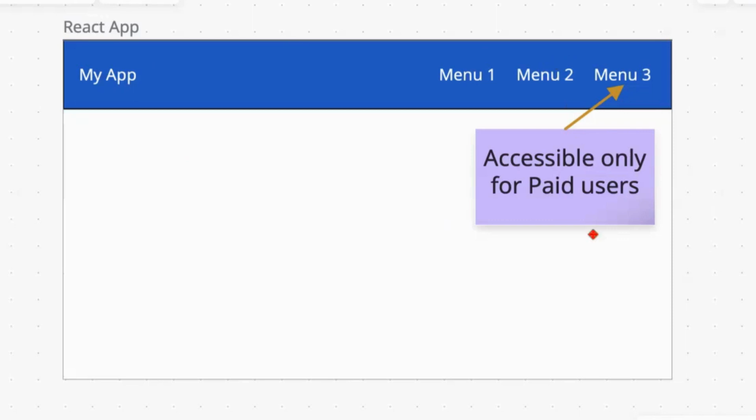Consider we are going to build this React app. In this app, we have a header. In the header, we have three different menus: menu 1, menu 2, and menu 3. Consider this app is accessible to all users, but only for paid users, we are going to enable menu 3. For all other users, this menu will be disabled. Okay, let's start building this one.